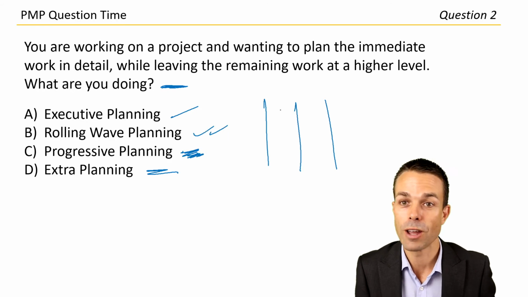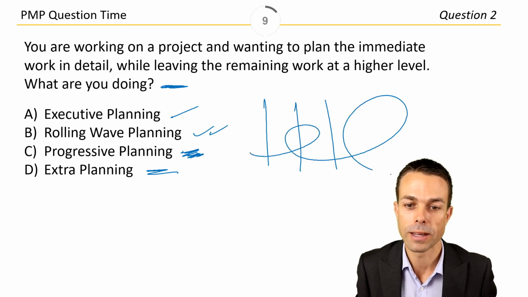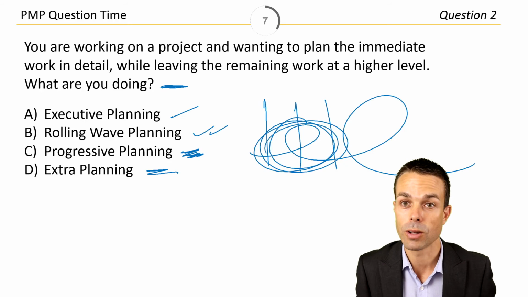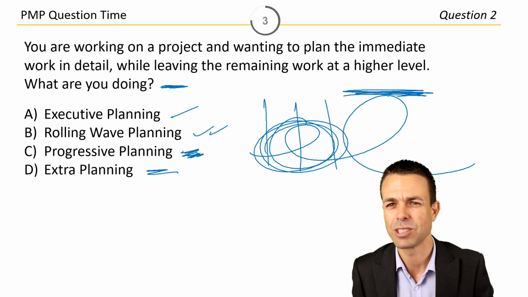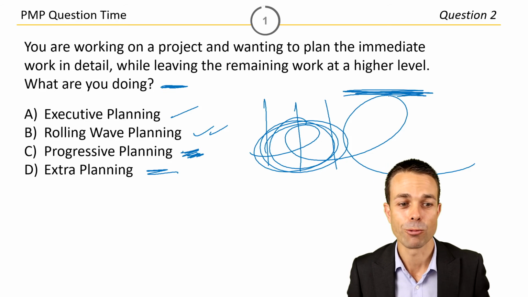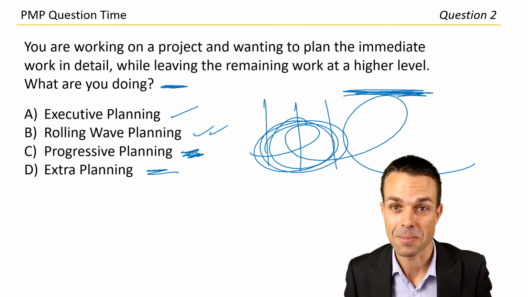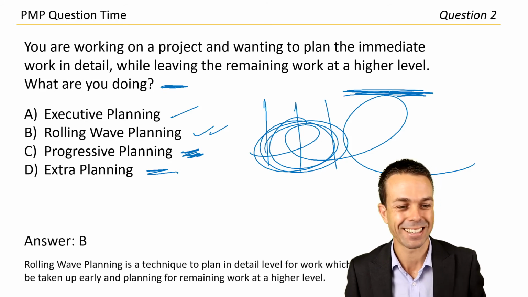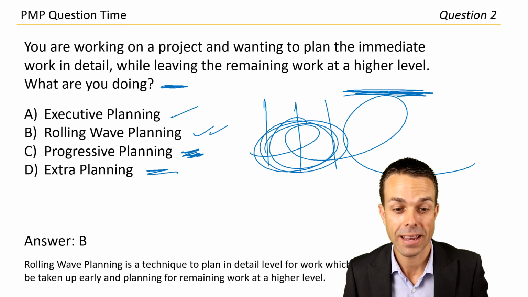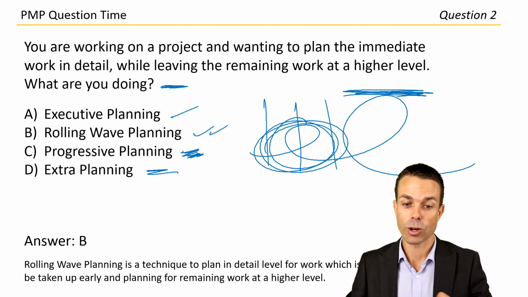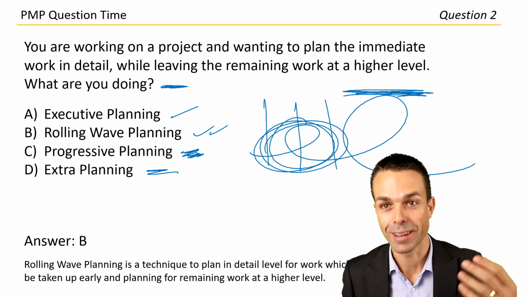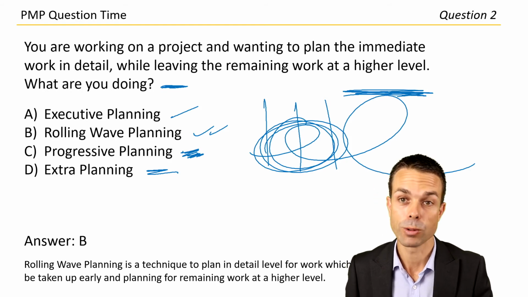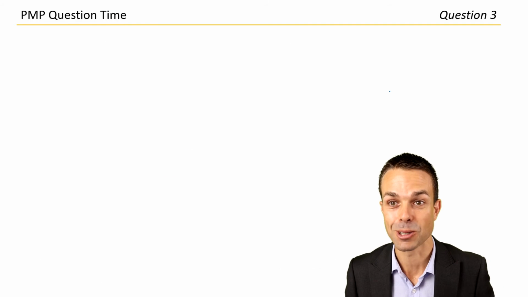The official term of it is rolling wave planning, because in the short term we're creating a lot of detail and leaving the longer term stuff at just high level detail. It's our rolling wave planning. Let's go with letter B. Answer B, fantastic. Rolling wave planning is a technique to plan in detail level 4 work, which is to be taken up early, and planning for remaining work at a higher level, much like what you will do in an agile environment. Let's look at question 3.